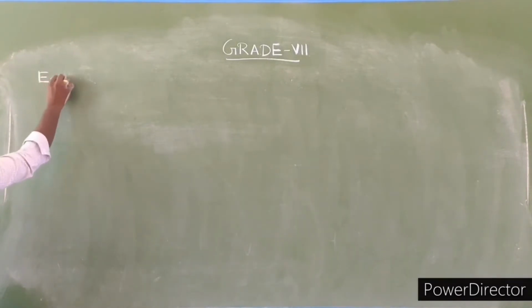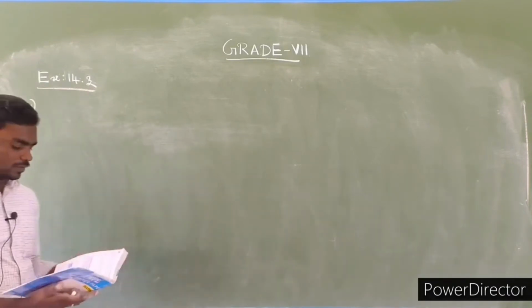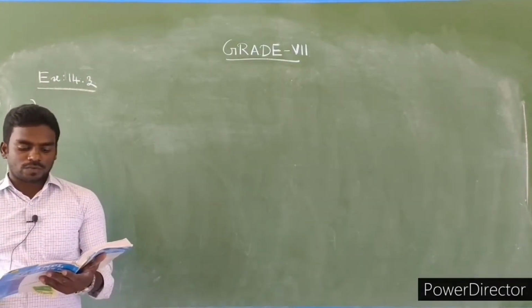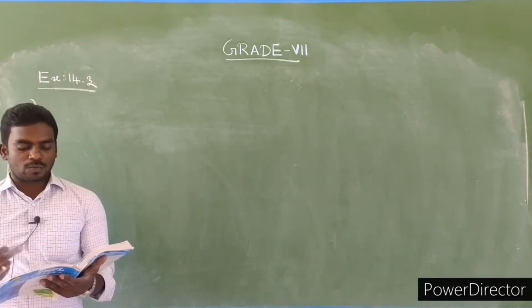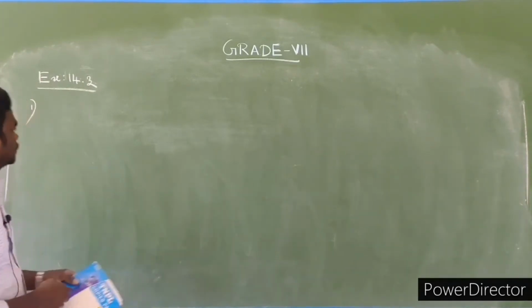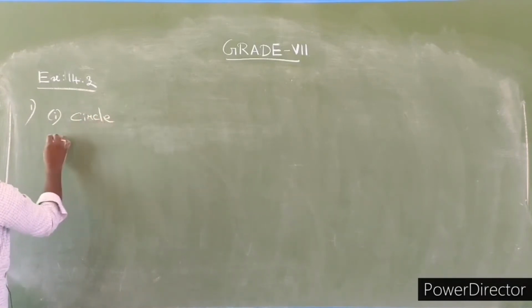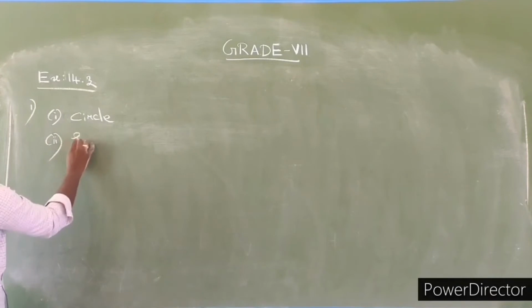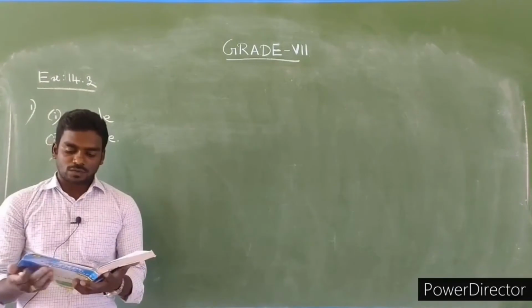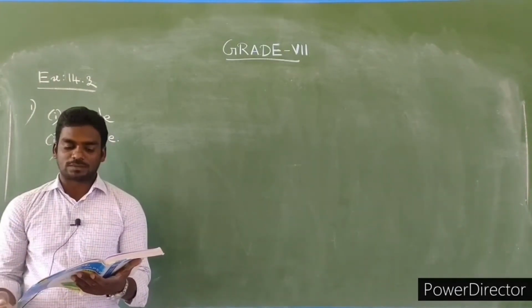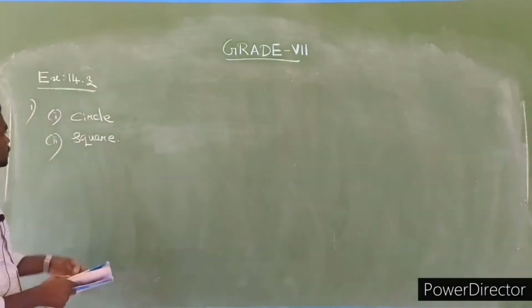Next, our exercise 14.3, first pattern. Name any two figures that have both line symmetry and rotational symmetry. So what is that? The first one is circle. Next, square. So a figure which contains both line symmetry and rotational symmetry: the answer is we can choose circle and square.